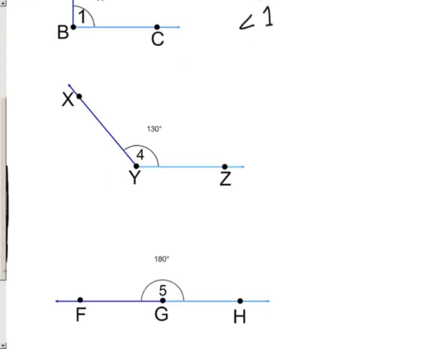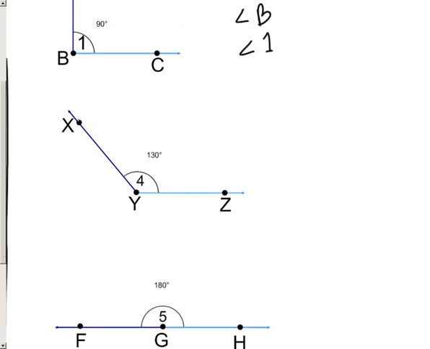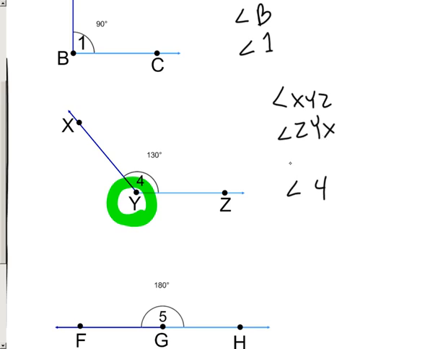So let's go down and try this one again right here. Angle X, Y, Z would be one way to name it. Then you could reverse the order and go angle Z, Y, X. Okay, so that's not too bad. You've got angle 4. And you've also got angle Y. So that's 4 ways that we can name an angle. You need to be clear that you know how to name it all 4 different ways.